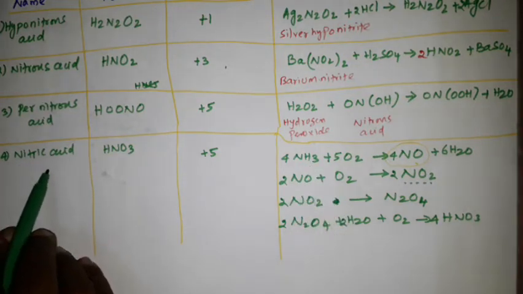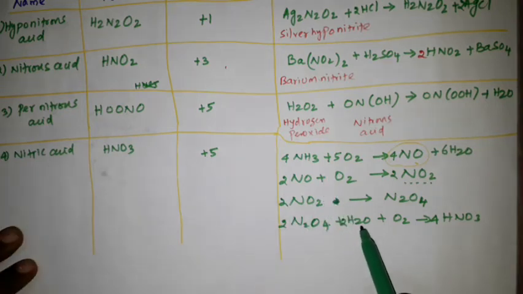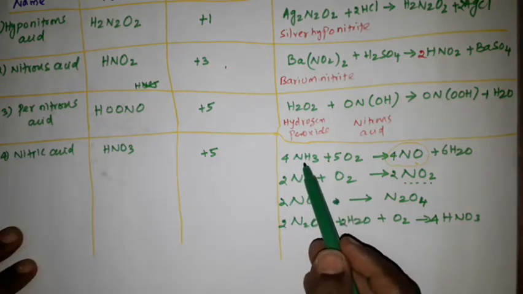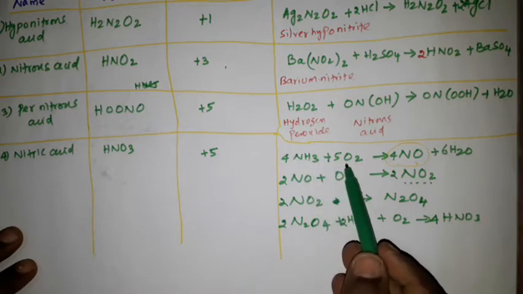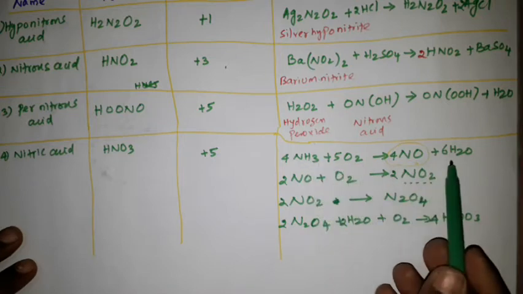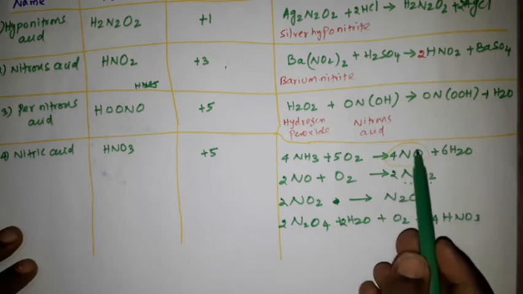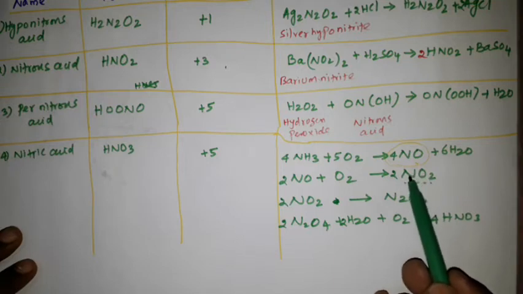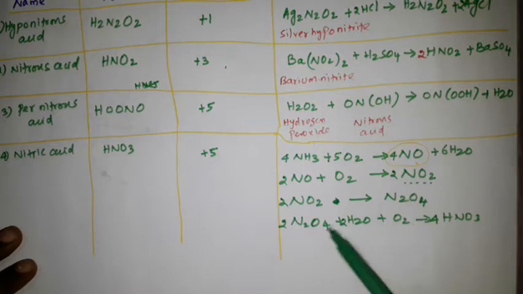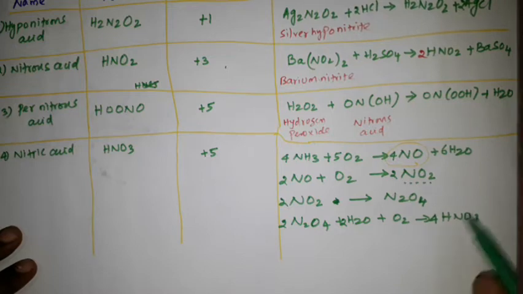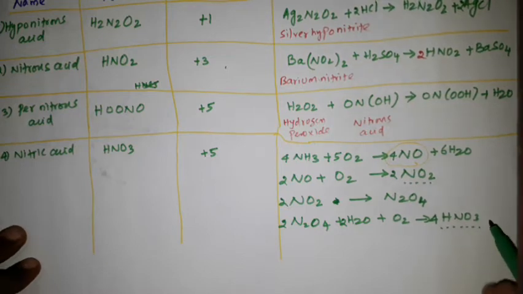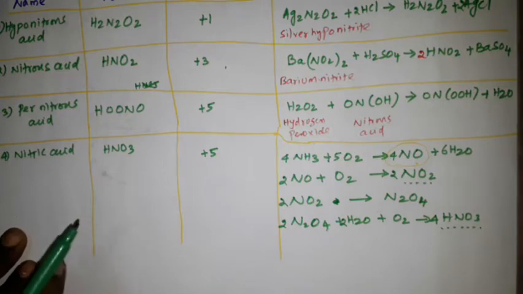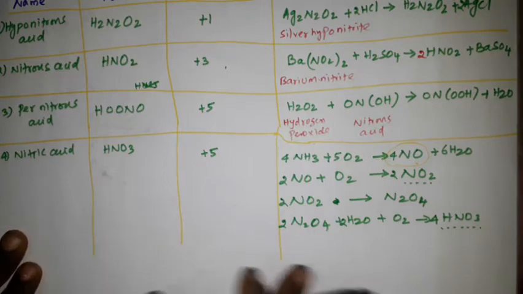To produce this nitric acid, we need 4 steps of reactions. In the first step, NH3 ammonia reacts with oxygen, we will get NO and H2O. In the second step, the NO reacts with O2, we will get NO2. This NO2 will produce N2O4. This N2O4 will react with H2O plus oxygen. Then finally, the product is HNO3, that is nitric acid. Check whether the reaction is balanced or not. If not balanced, try to balance it.